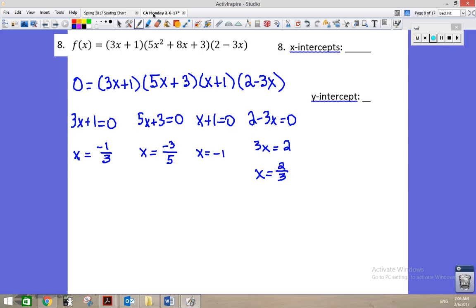Alright, so those are the 4 x-intercepts. Since this is of degree 4, there's no more. We have found all of them.